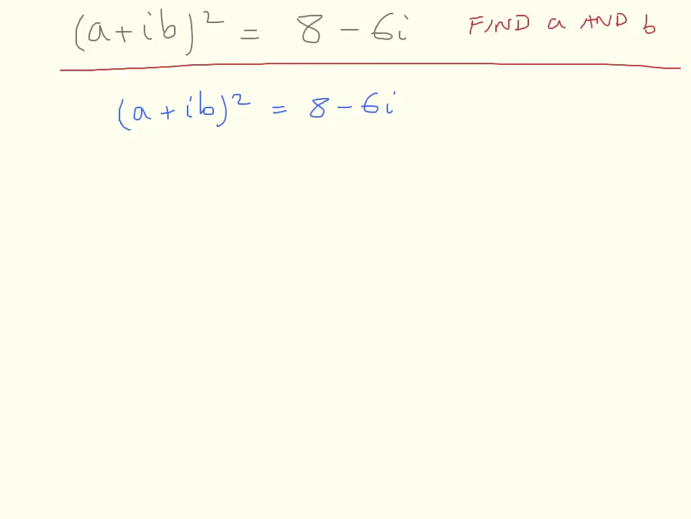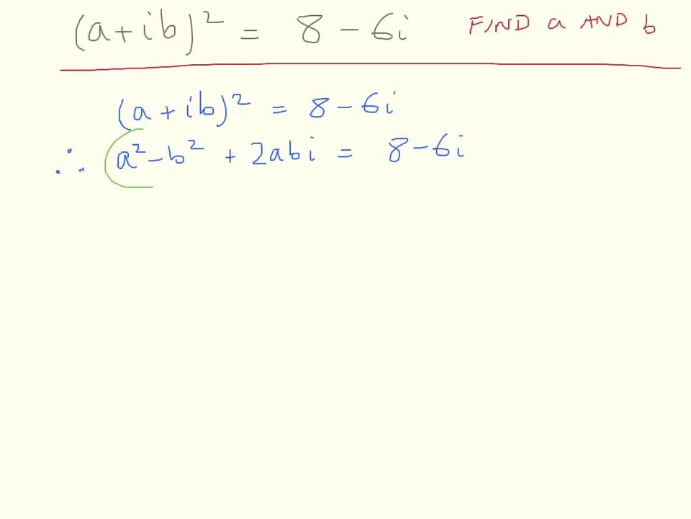The strange thing about this question is we've got two unknowns to find, a and b, but we're only given one equation. Normally if you want to find two unknowns, you need two equations, so we're going to need to find a way of creating two equations. The first step is to expand the left-hand side. Now we can see where the two equations are coming from.